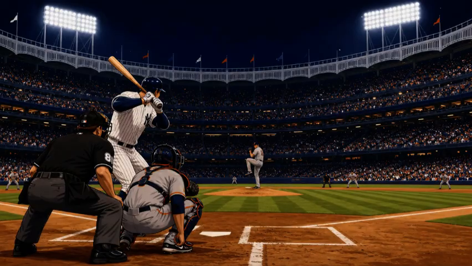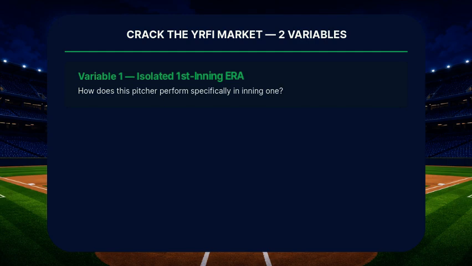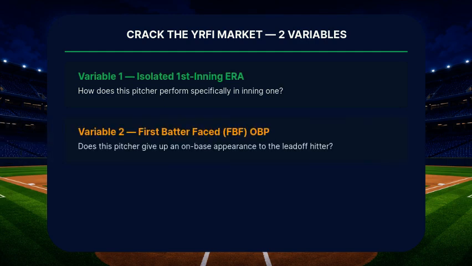Tier 5 brings us to one of the most popular, fast-paced markets in sports betting, YRFI and NRFI. Will a run be scored in the first inning? Most casual bettors treat the first inning like a coin flip. It isn't. To crack this market, you restrict your data strictly to 2 variables: a pitcher's isolated first-inning ERA and their first batter faced on-base percentage.